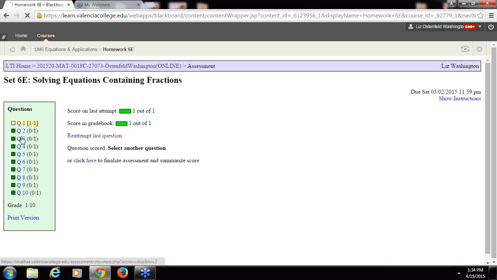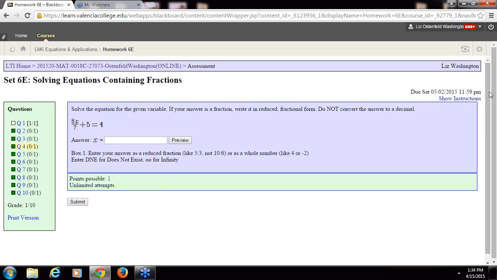I'll just do a few more. Again, practice makes perfect. Now this problem looks a little different because it only has one fraction, but I'm going to just go ahead and do the same thing. There's a couple different ways you could do this, but why make it difficult? Why change what I'm doing? So here I only have one denominator, which is 7. So I'm going to multiply everybody by 7.